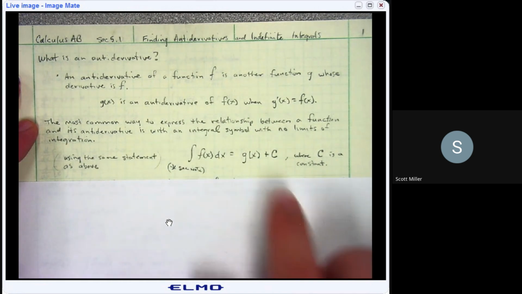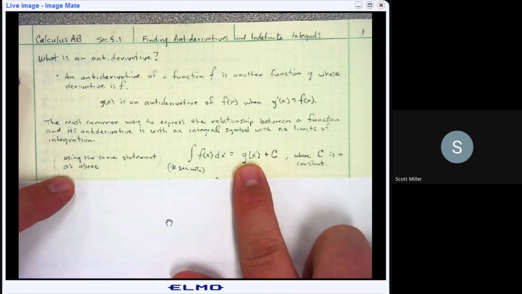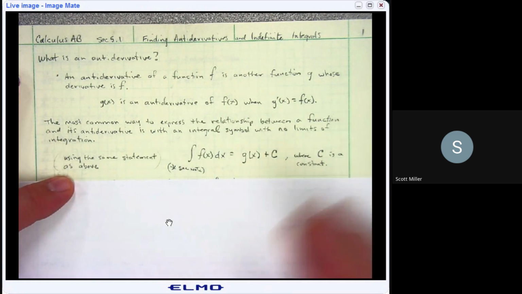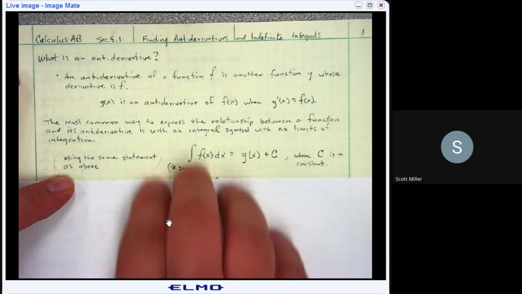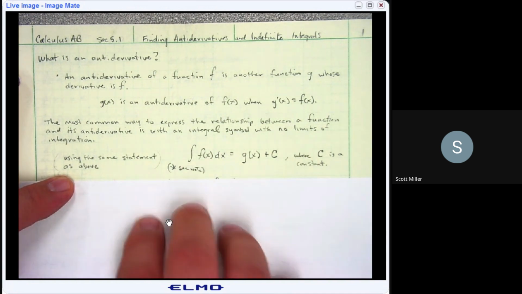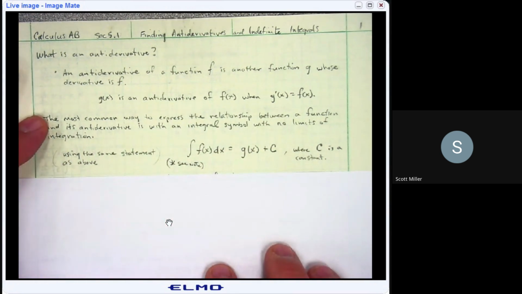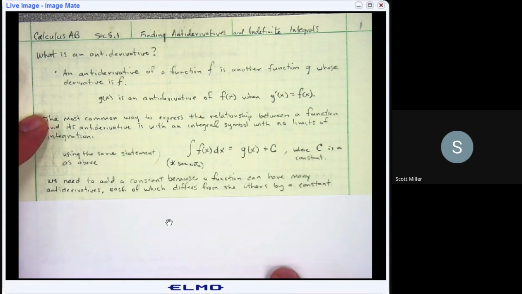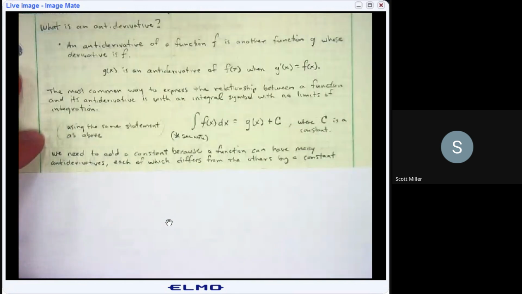And what's going to happen is you're going to get a nested family. G could be anything I want it to be, and the constant is what's changing. If you remember, what a constant does to a graph is a translation up and down. So you're just going to get a nested family differing only by a vertical translation. We need to add a constant because a function can have many antiderivatives, each differing by a constant. That's what I just stated.